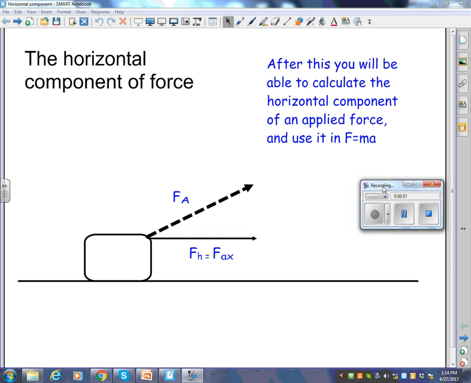Alrighty, so as I was saying before I started recording, we're going to be looking at the horizontal component of force. So after this, you're going to be able to calculate the horizontal component and use it in an F equals ma situation. So really what I'm doing is I'm taking those word problems that we've been doing and adding another step. Okay? Just like learning a new skill. Just kind of adding on. You got good at that. Now we're just going to make it a little bit more of a challenge.